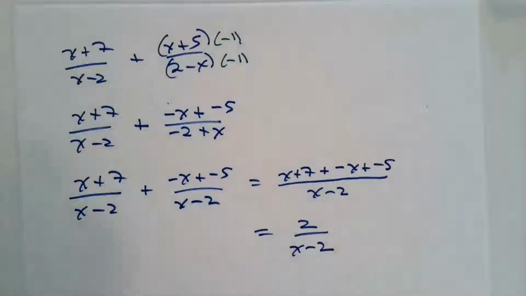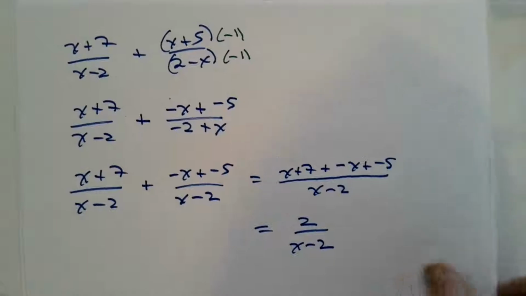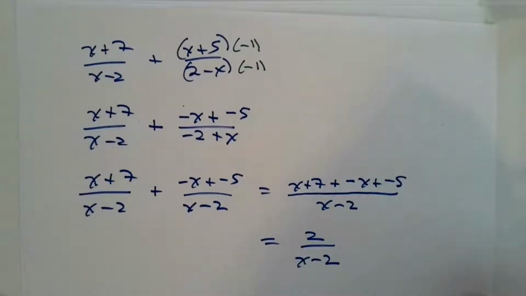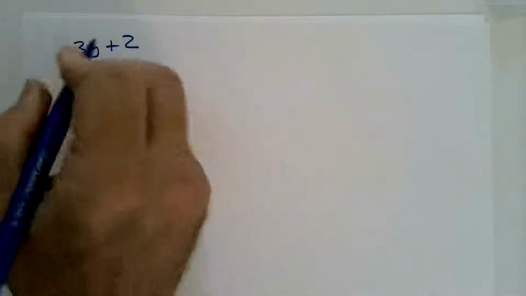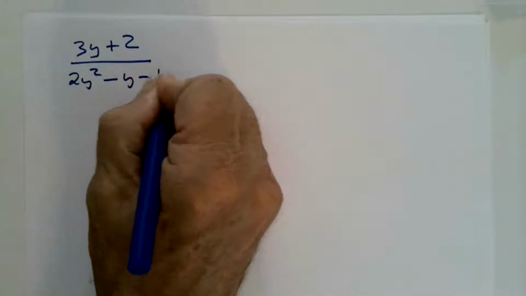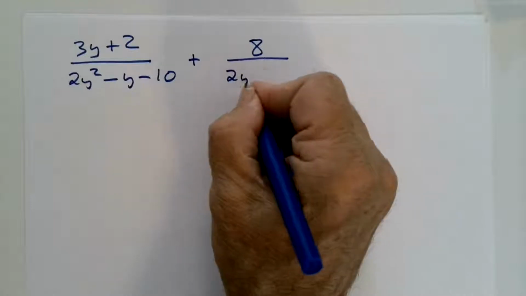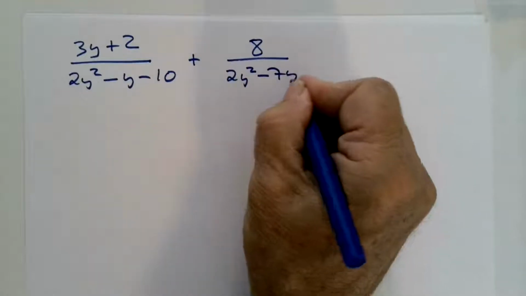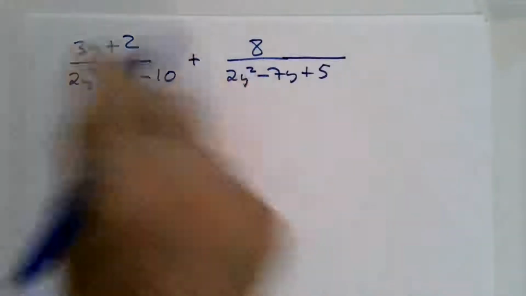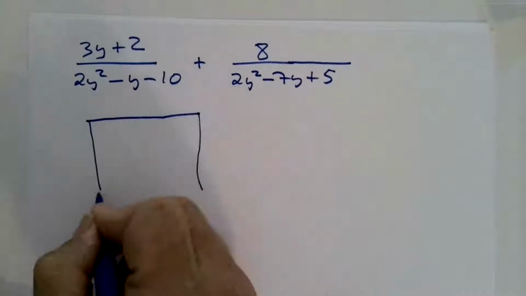All right, let me finish up with one last question. Let's do the following. 3y plus 2 over 2y squared minus y minus 10 plus 8 over 2y squared minus 7y plus 5. So we've got to factor the bottoms, so let's pull out our factor box thing and see what we get.